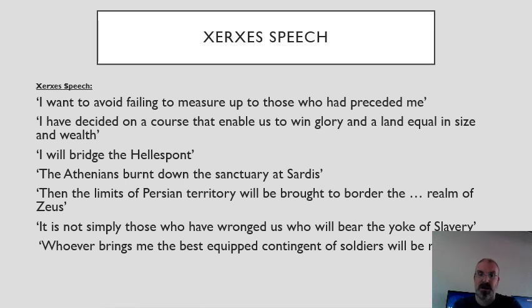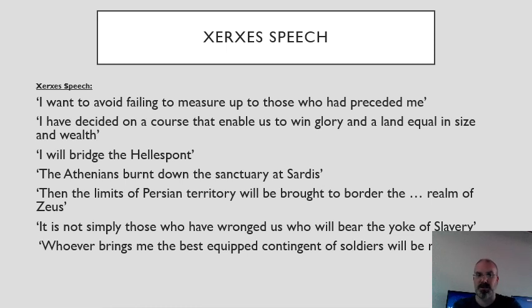of slavery." So even though previously he was talking about vengeance, the Athenians burned down Sardis, they've done all these things that are wrong and they should be punished, some Greeks may see the logic in that. But this just shows that it's not even really true, because they're going to conquer everyone. "It is not simply those who've wronged us who will bear the yoke of slavery." So they are going to enslave the whole of the world because they want to.